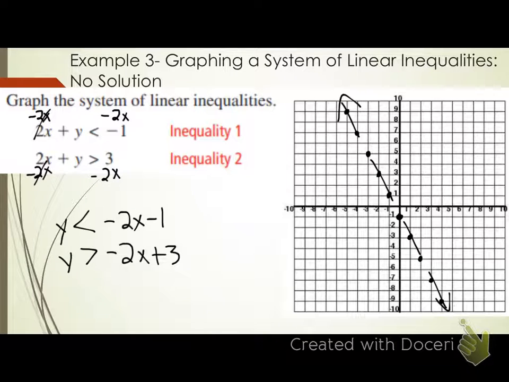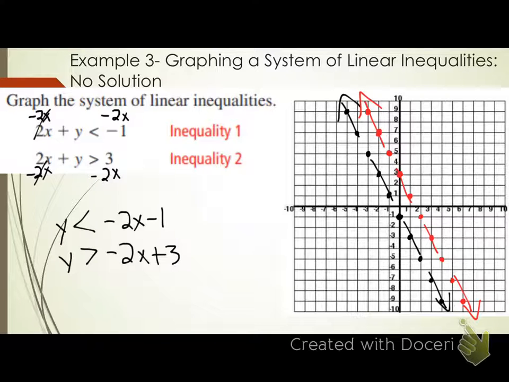What's the y-intercept of my second boundary line? Positive 3. Same slope, right? Yeah. Down 2, right 1. And up 2, left 1. Solid or dashed line? Dashed. So there's my two boundary lines.